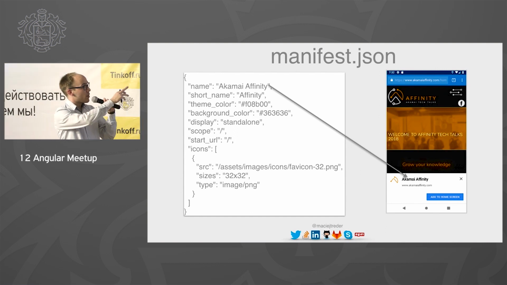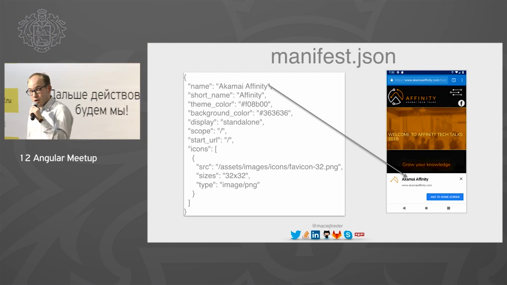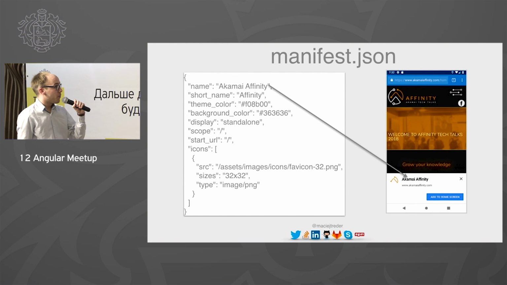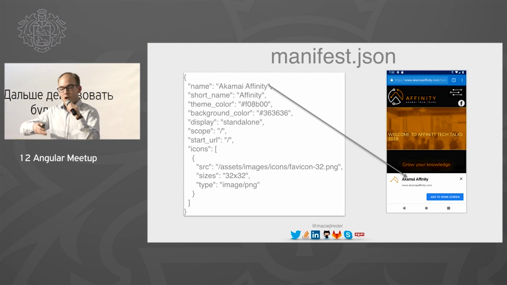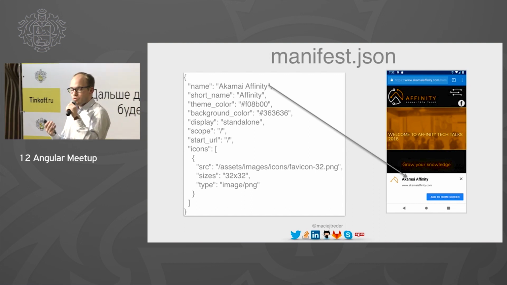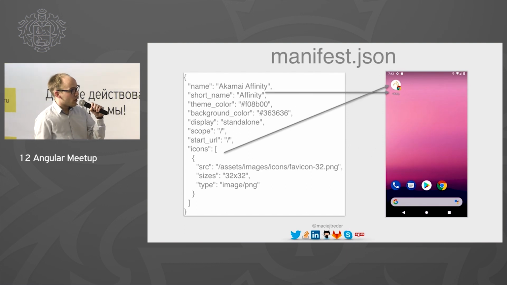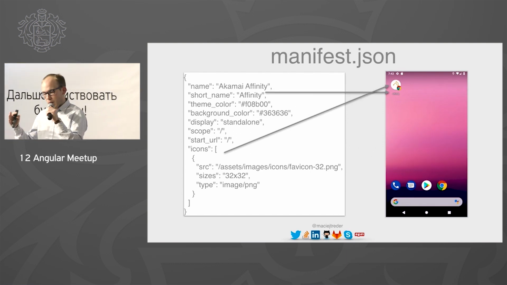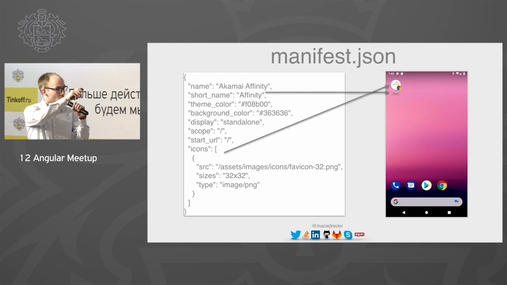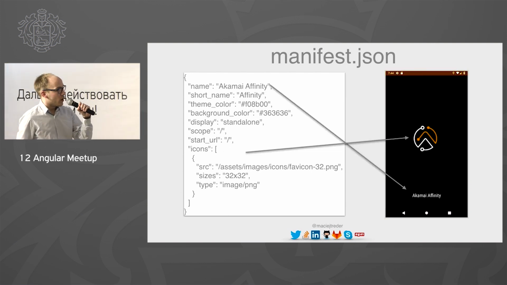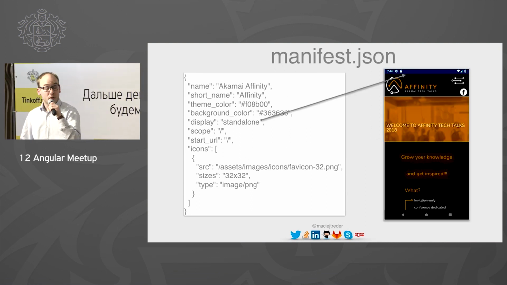This example is from Akamai Affinity Conference, which we organized in Krakow a couple weeks ago. And manifest.json file is a set of rules for the Android device, which defines how we want to display different modes of our application, like name when there is a pop-up asking for adding to home screen, what icon we want to use on the screen, what would be the splash screen, also the display mode.